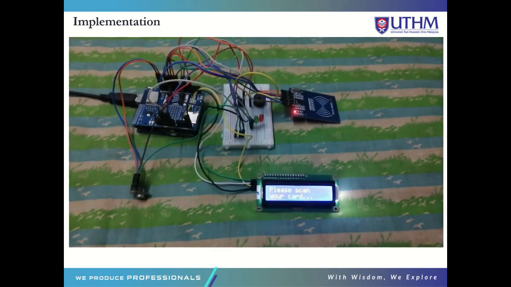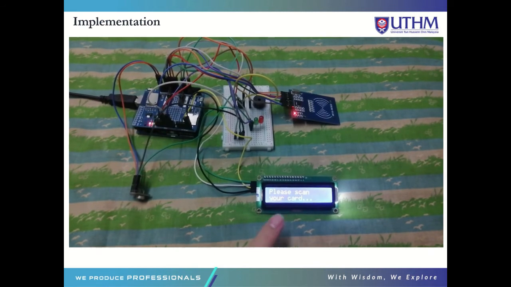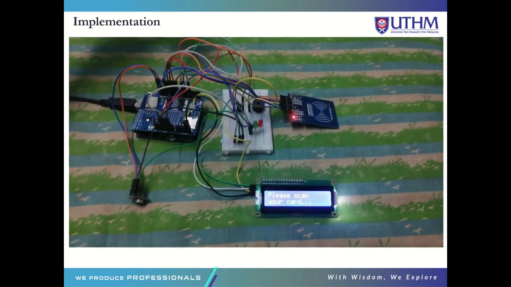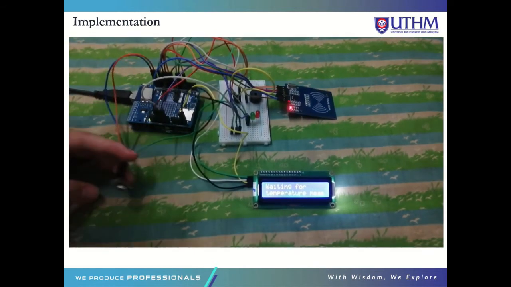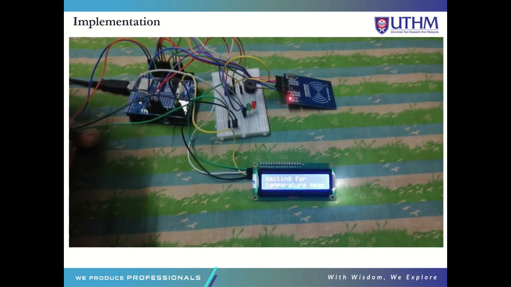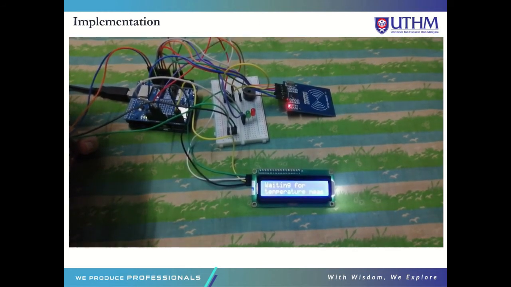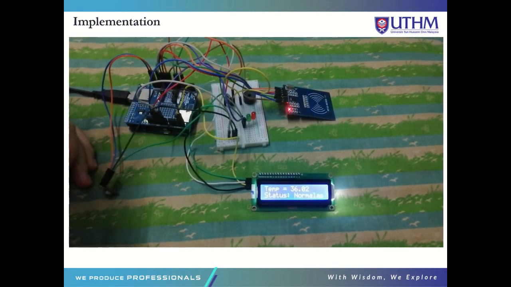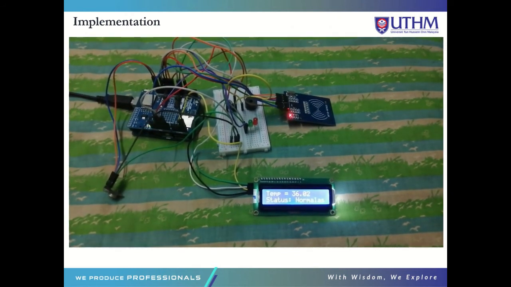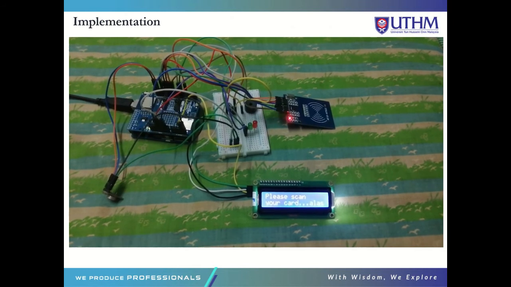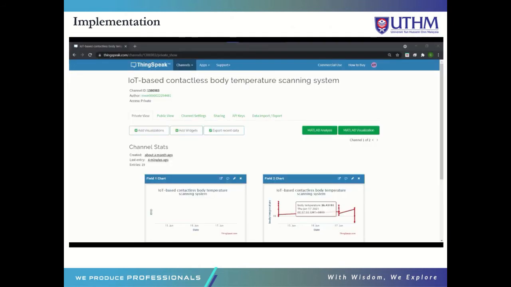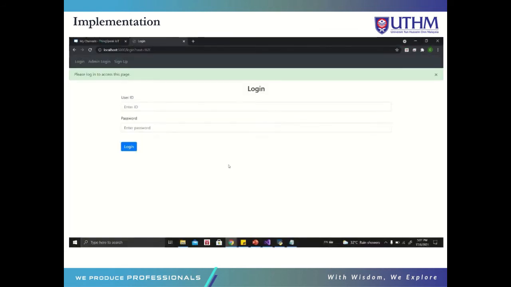Once the hardware is on, the LCD shows a message to notify the user to scan his identity card. When the scanning is successful, the RFID number is displayed and the body temperature checking starts. When the checking is done, the value and the status of the body temperature are displayed and the LED lights up. Then, the recorded data will be sent to the cloud database.